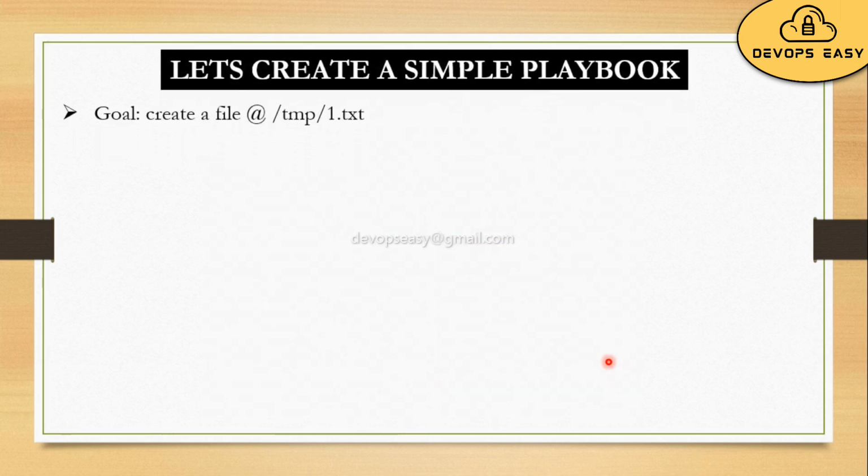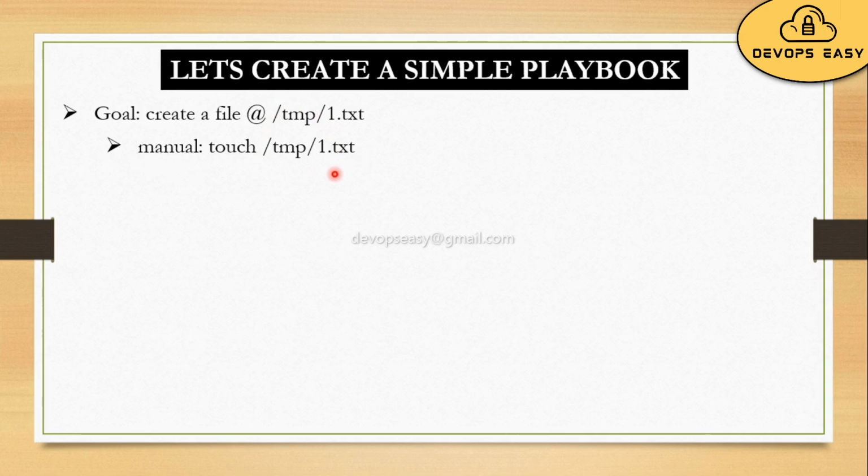So let's create a simple playbook. Our goal was to create a file under the temp directory. I want to create a simple file called 1.txt. In order to create a file, how to do that? Manually, to create a text file, you can use touch under the temp directory. It will create a 1.txt file. So this is the manual approach.